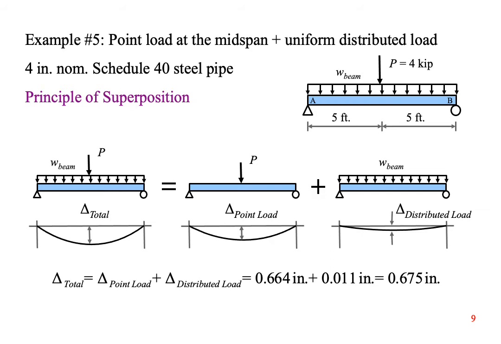The total deflection at the midspan equals the deflection at the midspan due to the point load, plus the deflection at the midspan due to the pipe's weight. It works out to 0.675 inches. The point load is contributing about 98% of the deflection, and the pipe's weight is contributing the last 2% of the deflection.